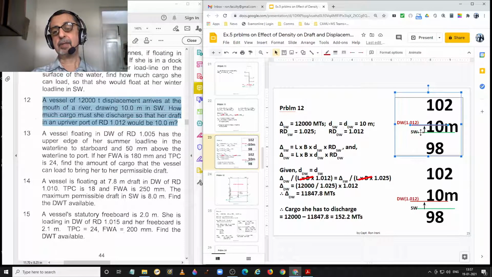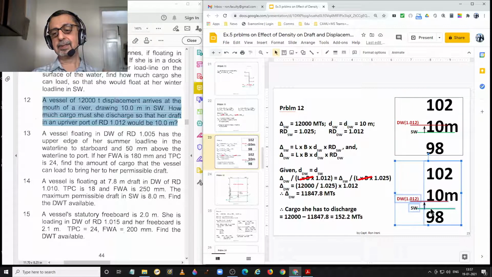Thus, when she goes into water of relative density 1.012 from salt water, she must be at a lesser draft in salt water to begin with. And for that to happen, she has to discharge some cargo at the anchorage. Thus, her draft must reduce to this level.